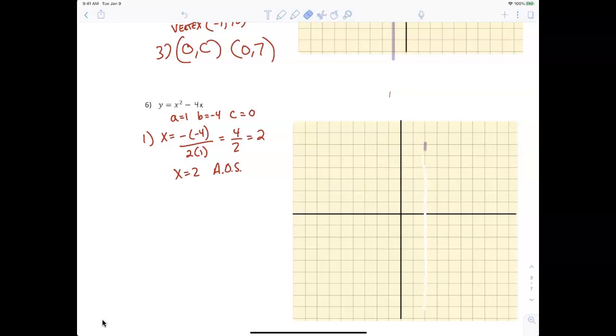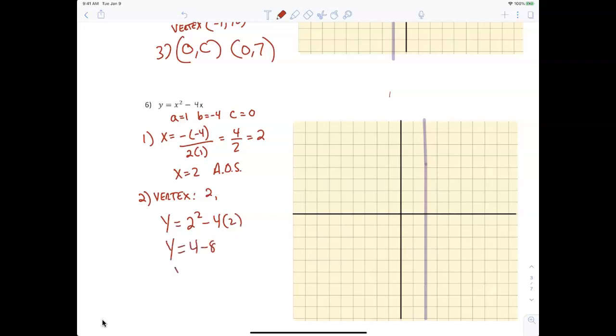Sorry I didn't draw very good. So here is x. Oh man, sorry, I think my iPad needs to be cleaned. So there's x equals 2. Now we're going to plug 2 back in for the vertex. It's going to be 2 something, so y equals 2 squared minus 4 times 2, 4 minus 8, -4. So your vertex is 2, -4.